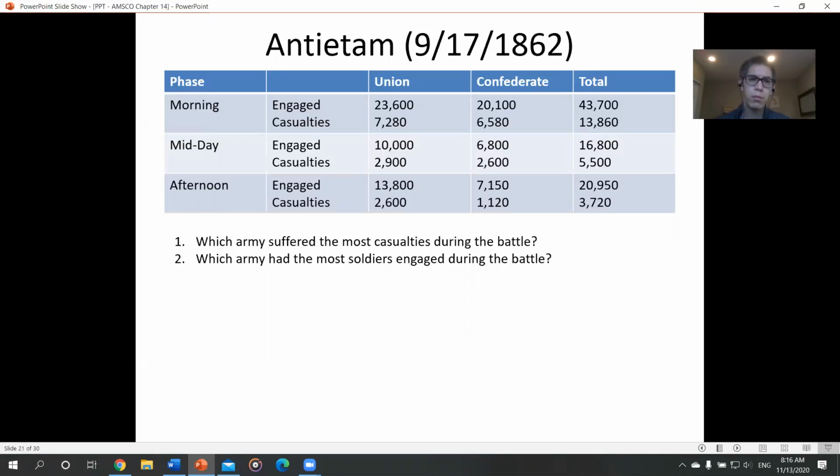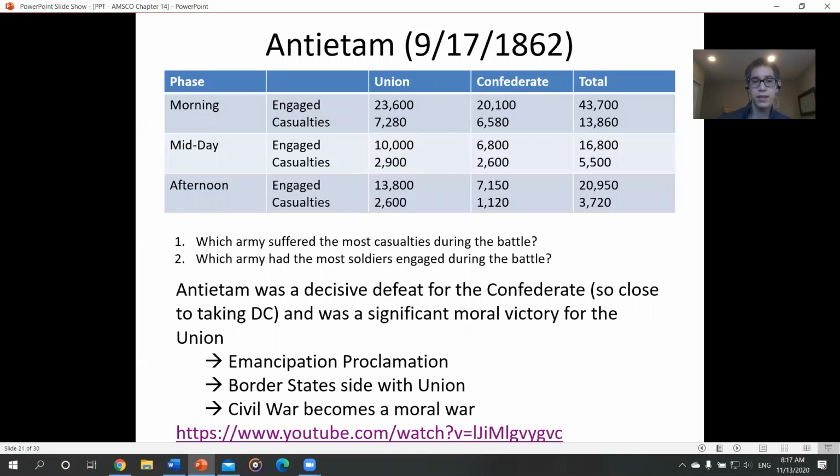But the Union also had much more soldiers fighting. They had 46,000 soldiers fighting, whereas the Confederacy had about 35,000. So at Antietam, it looks like the Union had more casualties, but they also had more soldiers. Antietam in 1862 was a decisive defeat for the Confederacy. They were super close to conquering DC, and it was a moral victory for the Union.